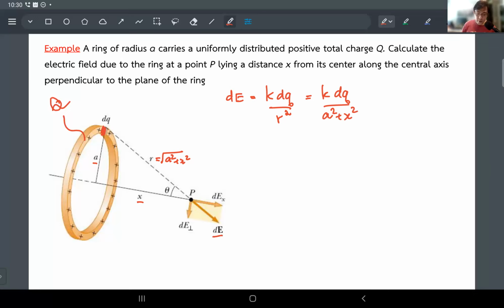But the bad thing about this one is, don't forget, it's a vector. So that means it's going to point along this direction here. Cool?